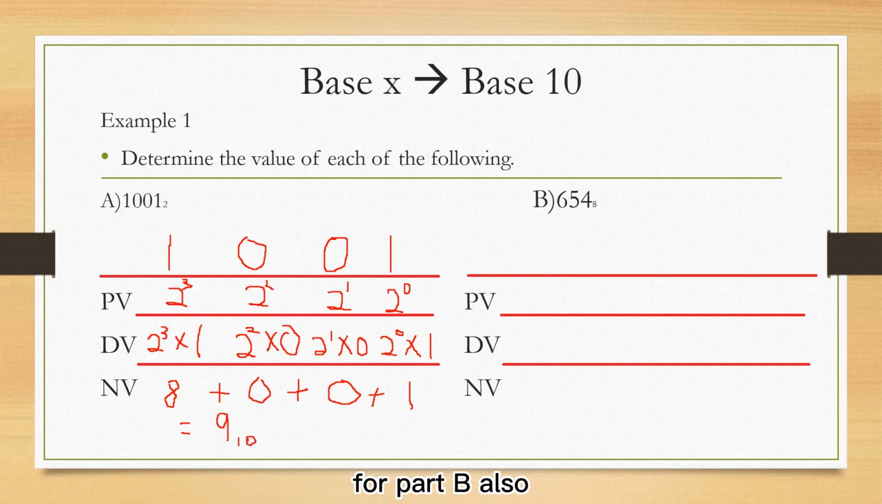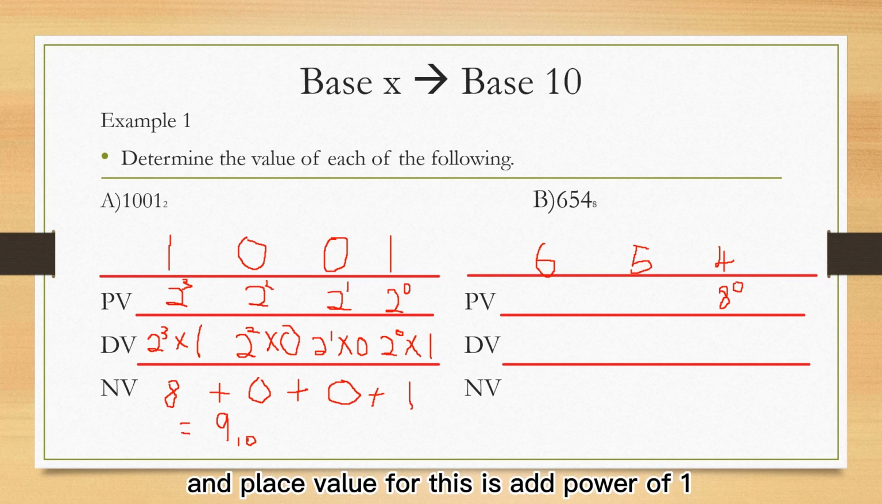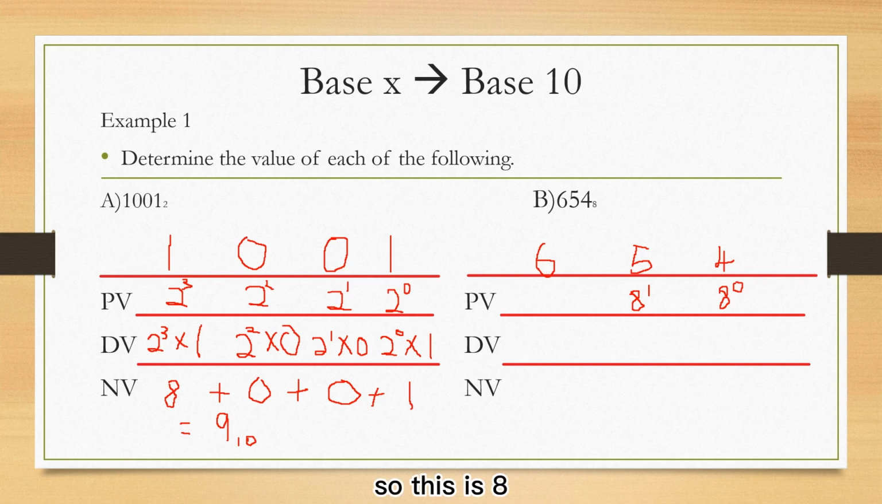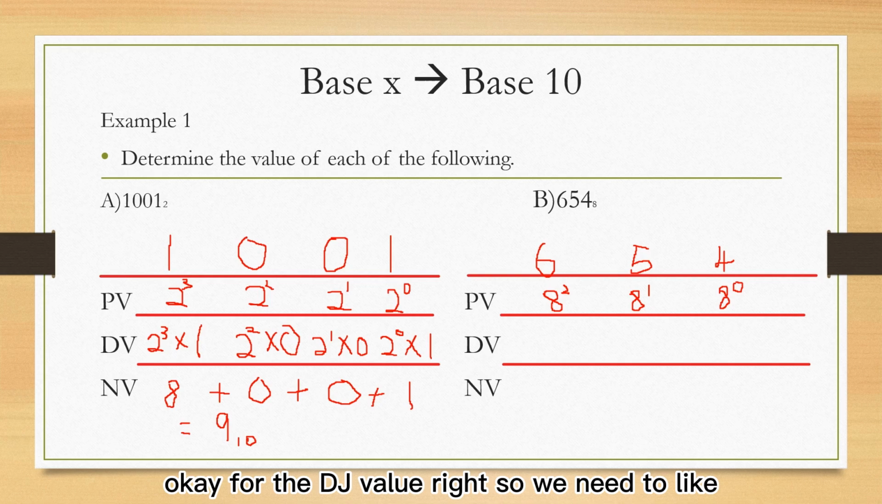From part B, the digits are also 6, 5, and 4. Since this is base 8, the place value for this digit is 8 power of 0, the place value for this one is 8 power of 1, and for this one it is 8 power of 2.